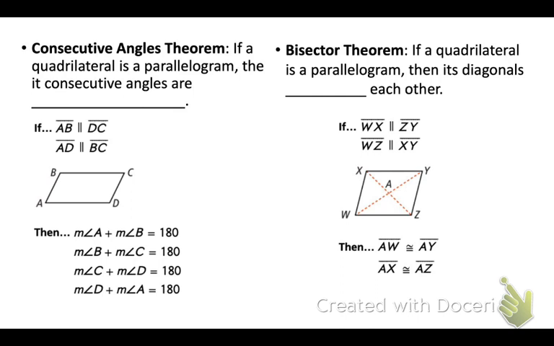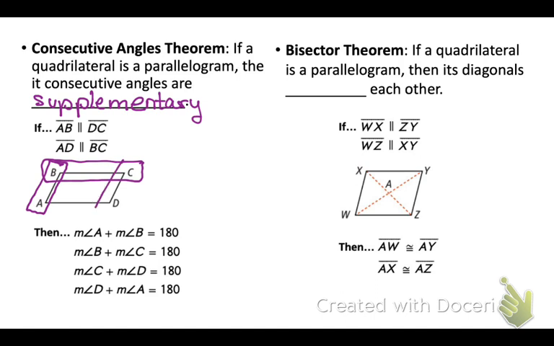Okay. Consecutive angles theorem. If a quadrilateral is a parallelogram, then the consecutive angles are supplementary. So that means that A and B add up to 180. B and C add up to what? 180. C and D add up to 180. And A and D add up to 180.